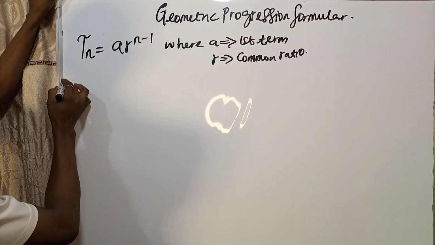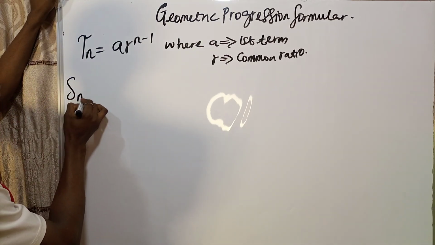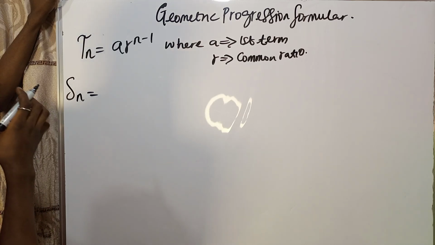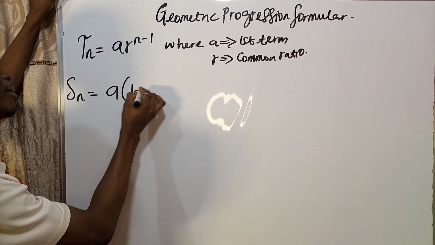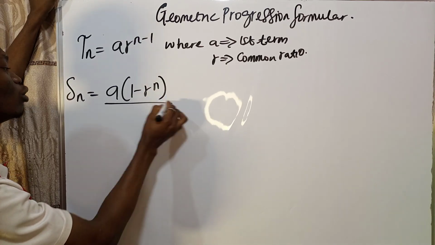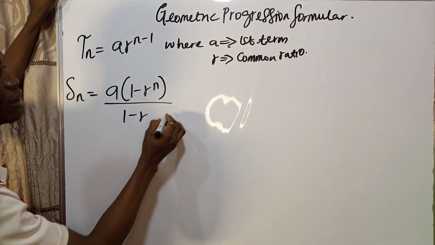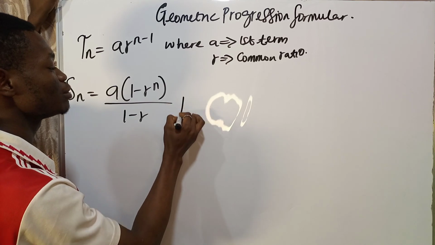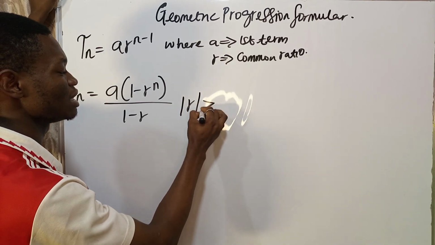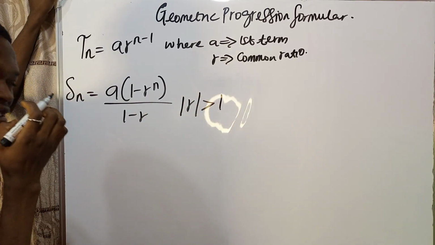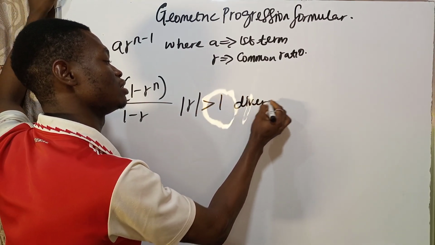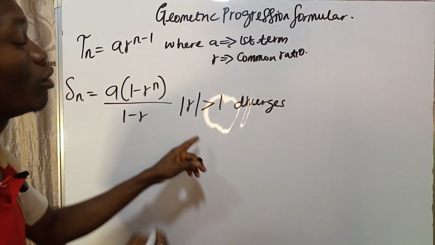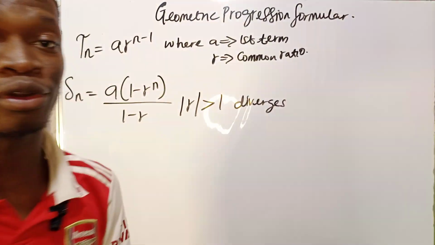So now for the sum of terms in a GP, it is given as a(1 - r^n) over 1 - r, where the absolute value of r is greater than 1. If it is greater than 1, the series diverges. So you know what absolute value means? The distance of a number from 0.